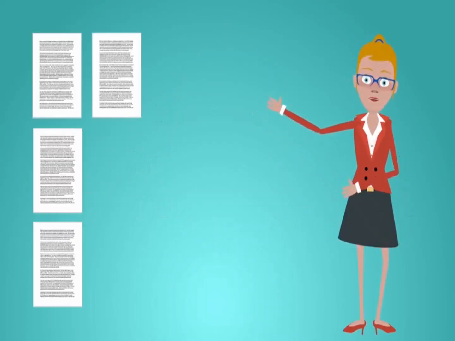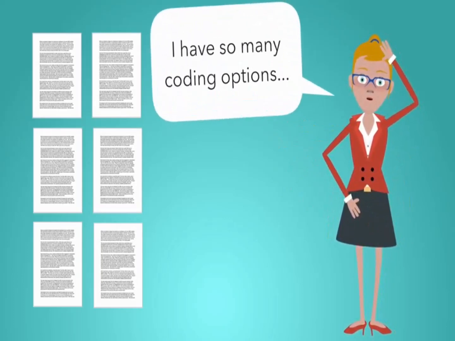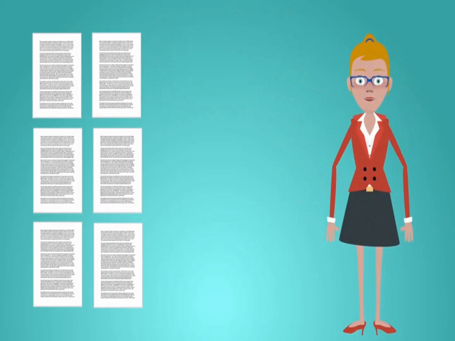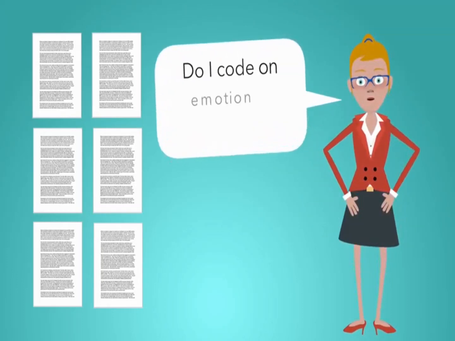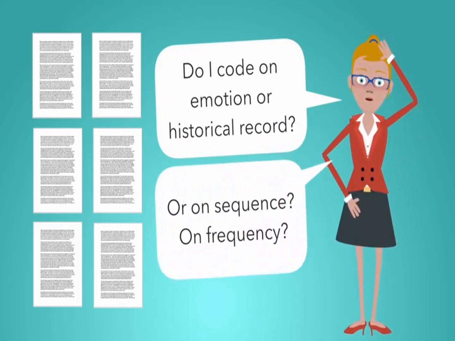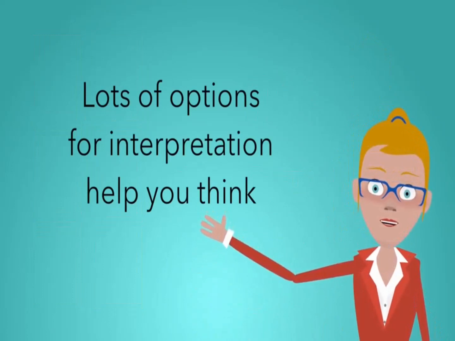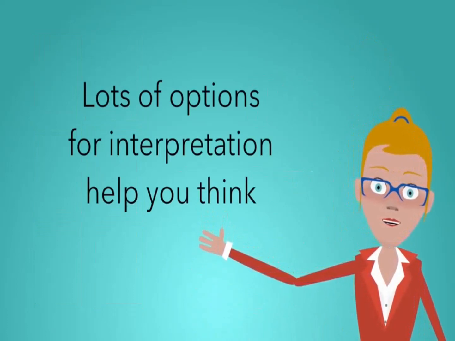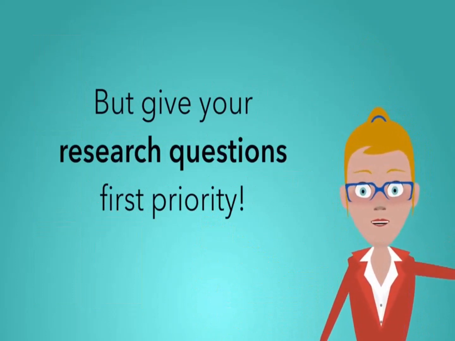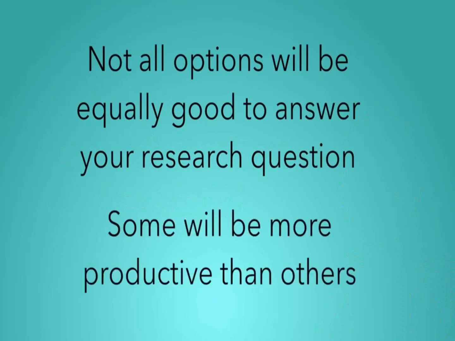If you have a long, extended passage and people are talking about something that you could code multiple ways, you could code some text on whether it's emotional or whether it's descriptive of a particular situation, on sequence or frequency. All of the options about how you would interpret what somebody says are great to think about, but it's important to keep your research questions in mind. Each option for coding, for summarizing a statement or a passage or visual data, is not equally important to your research question.